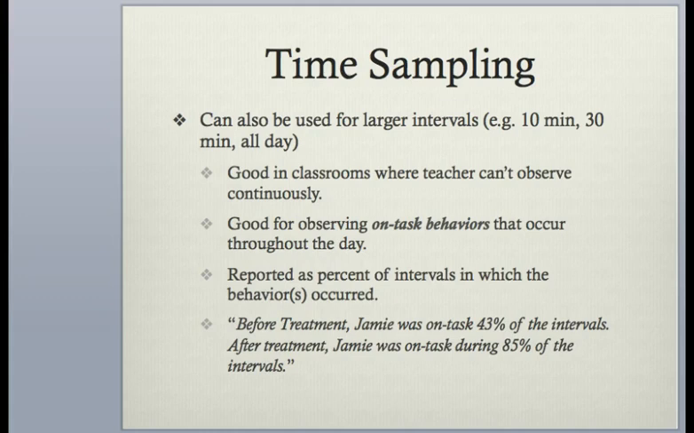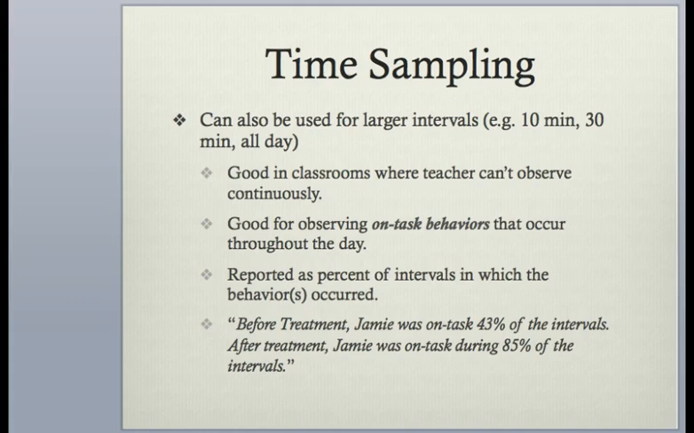So we could end up saying things like, before treatment, Jamie was on task 43% of the observed intervals. But after treatment, Jamie was on task during 85% of the intervals. So now I can show empirically, scientifically, that Jamie's on-task behavior has increased.